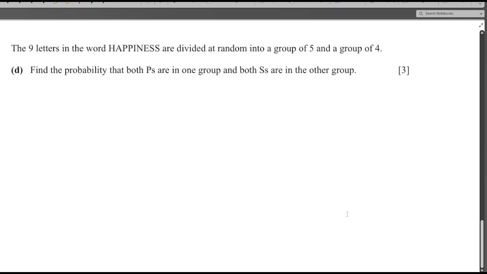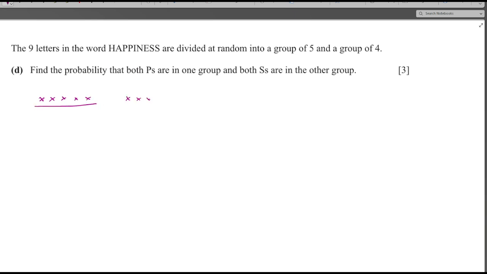Now here the next question is, the 9 letters in the word happiness are divided at random into a group of 5 and a group of 4. So here I have a group of 1, 2, 3, 4, and 5, a group of 5, and then I have a group of 1, 2, 3, 4, group of 4. Find the probability that both p's are in one group and both s are in the other group.